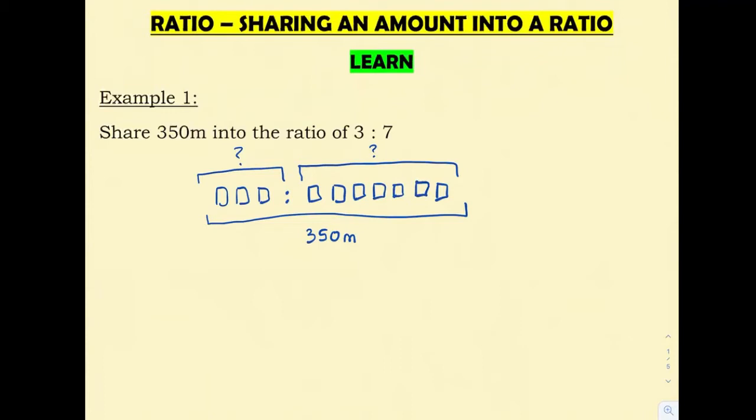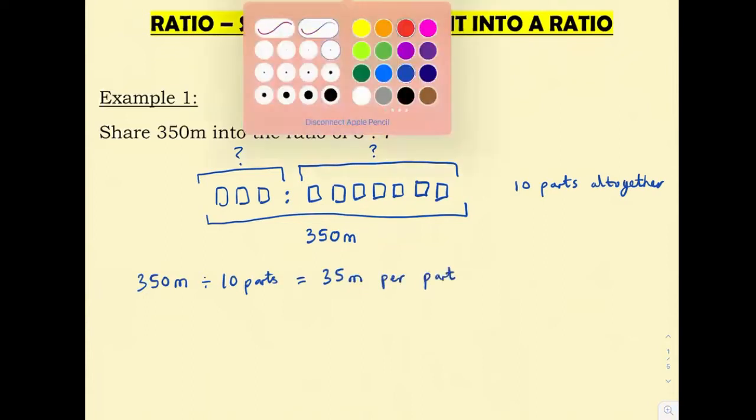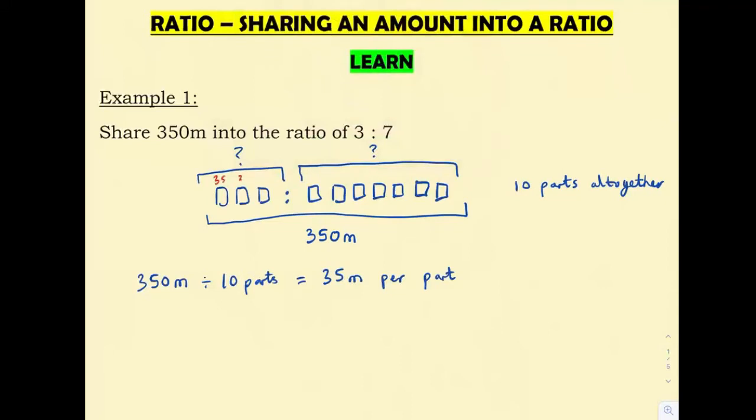The first thing we're going to do is, as we can see, we have got 10 parts altogether. So the first thing I'm going to do is share the 350 into the 10 parts that we've got, which gives us 35 meters per part. And what I would now go and do is just write that in for each one.